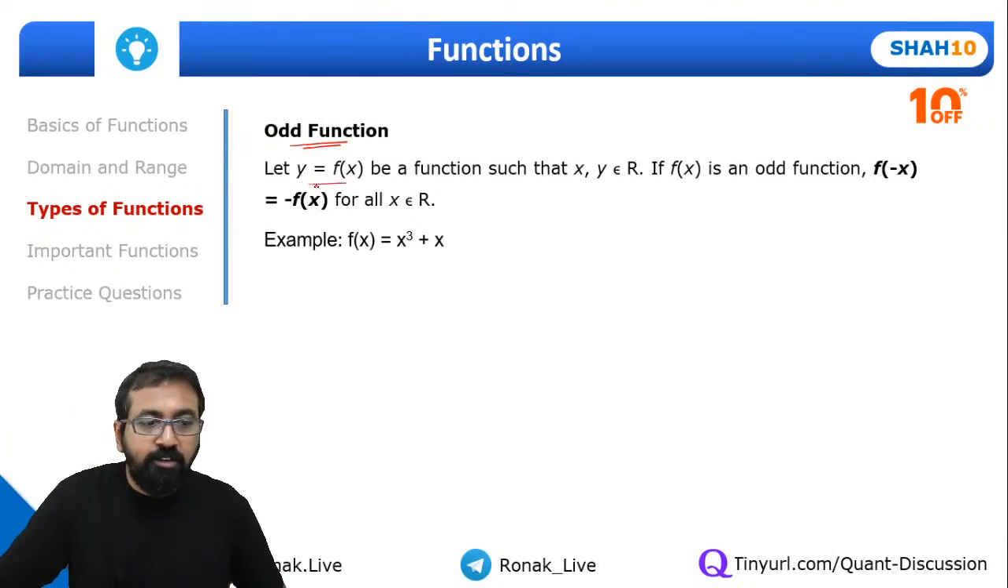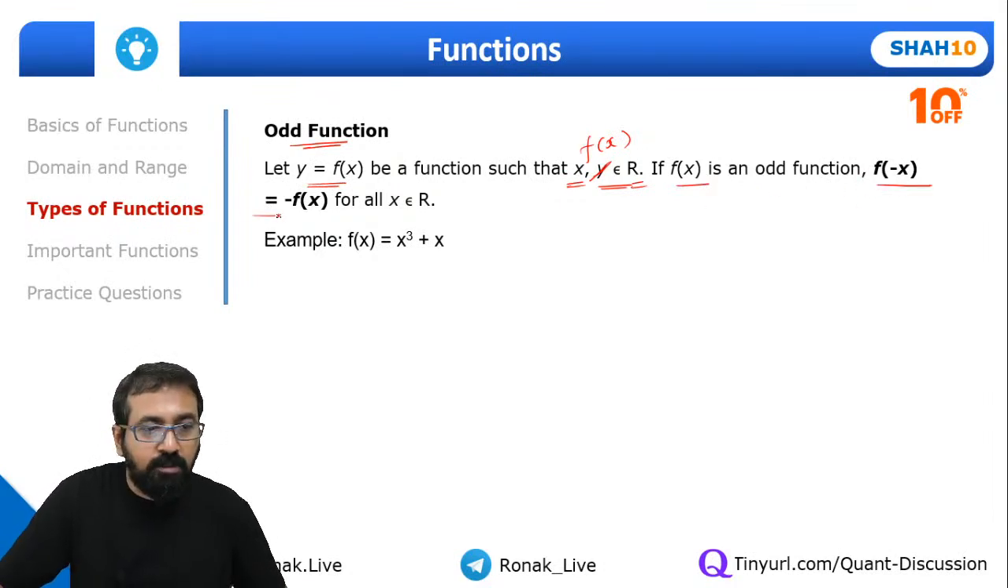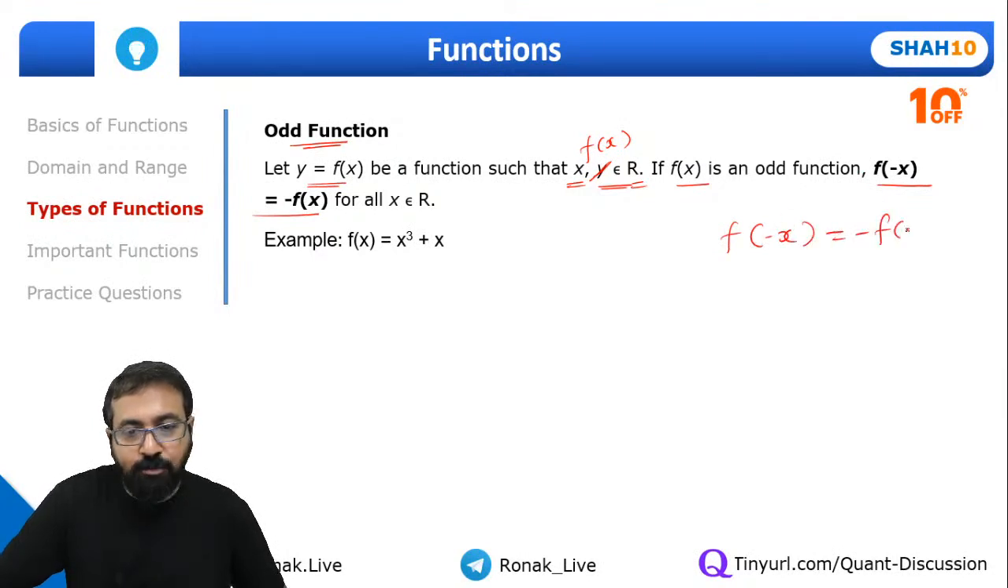So if you take a function f of x, where f of x belongs to y, call it y or f of x, both are one and the same, it belongs to the set of real numbers. f of x is an odd function if it satisfies this condition. That means f of minus x should be equal to minus f of x.